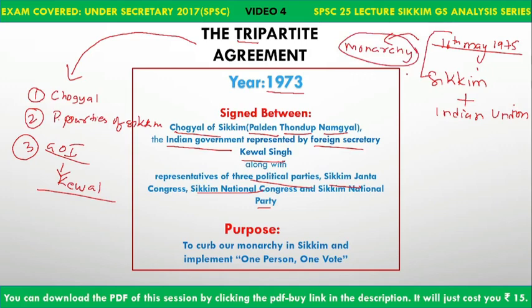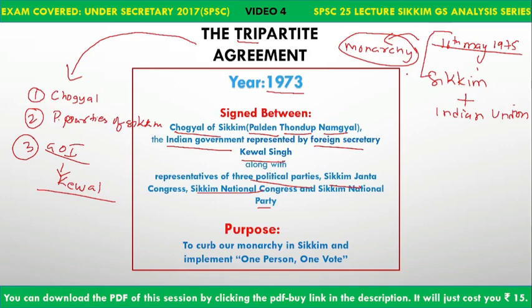But during the 1970s, many political parties were forming in Sikkim. Though Sikkim was a monarchy at that time, the formation of such political parties was a way of protest. The protest was against the monarchy, or the dissent against the Chogyal. Hence, this tripartite agreement was signed between the Chogyal, the political parties of Sikkim which represented the people of Sikkim, and the government of India, represented by the Foreign Secretary Keval Singh.